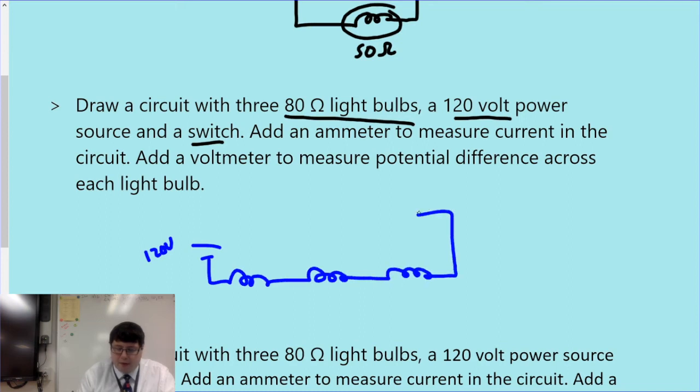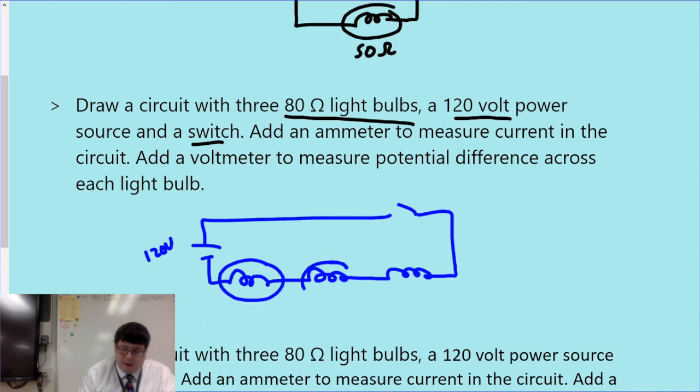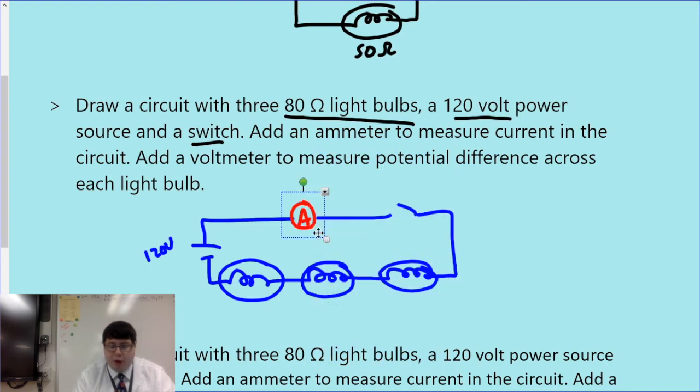There's my light bulbs. Come on back, switch in there. And then I've got light bulb 1, light bulb 2, and light bulb 3. Now series is nice and easy to measure current in because if it's all in one line, I just have to break the line at one point, put my ammeter in, and I'm good to go. That ammeter will measure the current in that circuit. I'm going to go ahead and label my bulbs at this point, they're all 80 ohms.